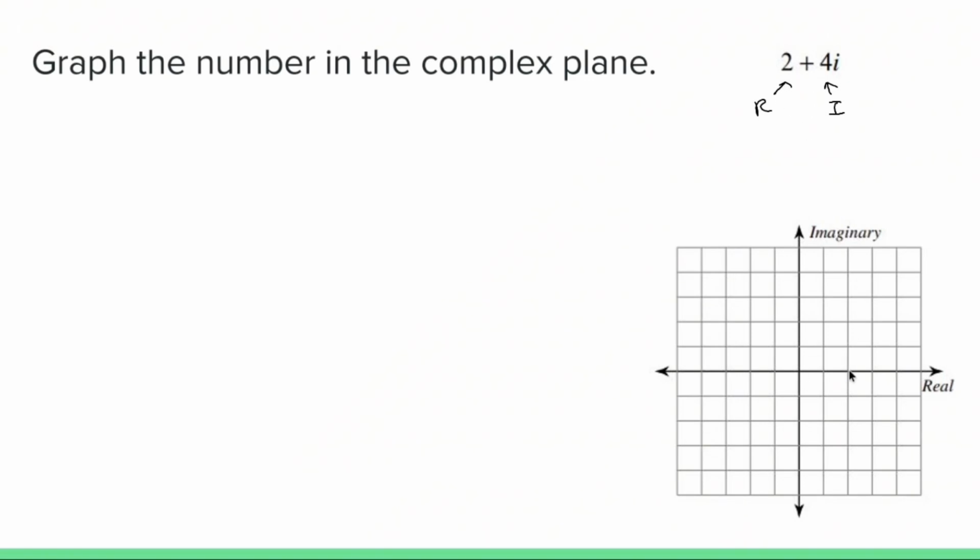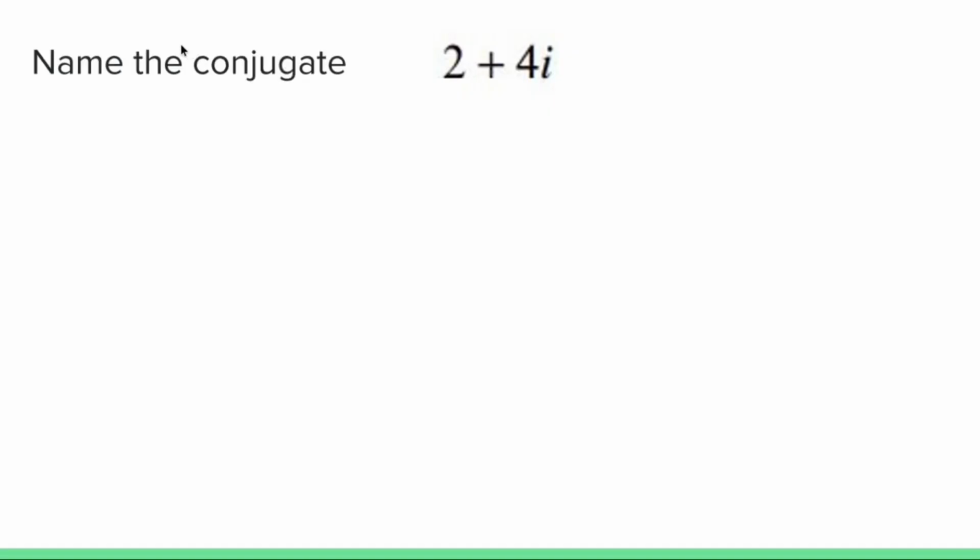Positive real goes to the right. Positive imaginary goes up 4. That is my point in the complex plane. Don't overthink it. It's just graphing a point. Not bad at all.